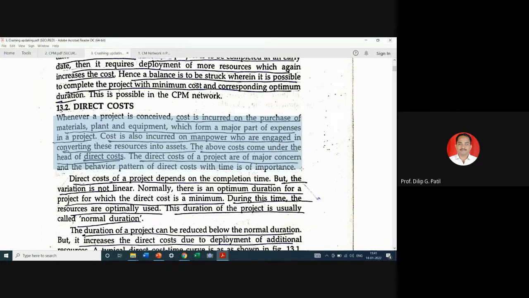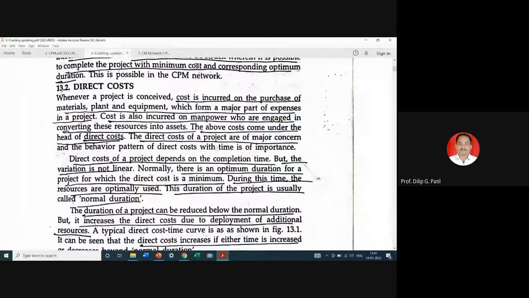So the direct costs of the project are the major concern, and the behavior pattern of direct cost with time is of importance. So direct cost of a project depends on the completion time, but the variation is not linear. There is an optimum duration for a project for which the direct cost is minimum.